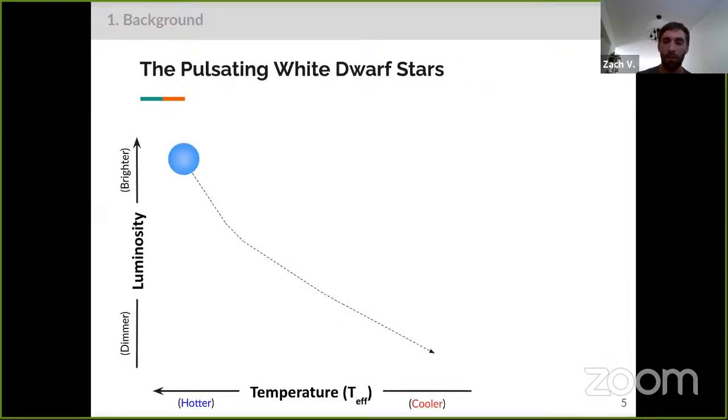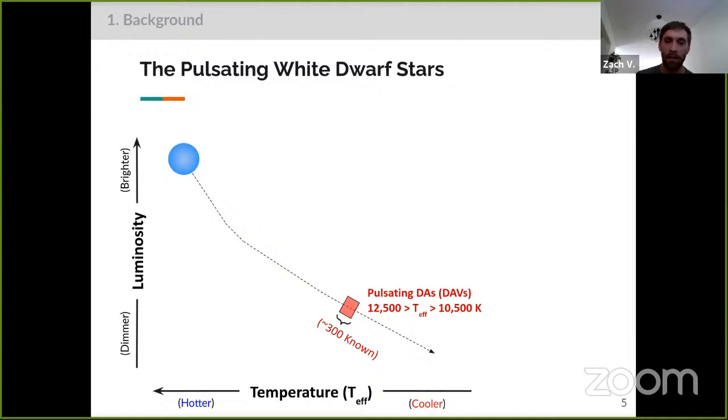So coming back to the Hertzsprung-Russell diagram, here's the cooling track of a white dwarf. And like I said earlier, their lives are pretty simple. They just cool throughout time. But within specific temperature ranges, they actually start doing something interesting. They start pulsating. And the temperature range of the pulsation region, what we call the instability strip, depends on what the atmosphere is composed of.